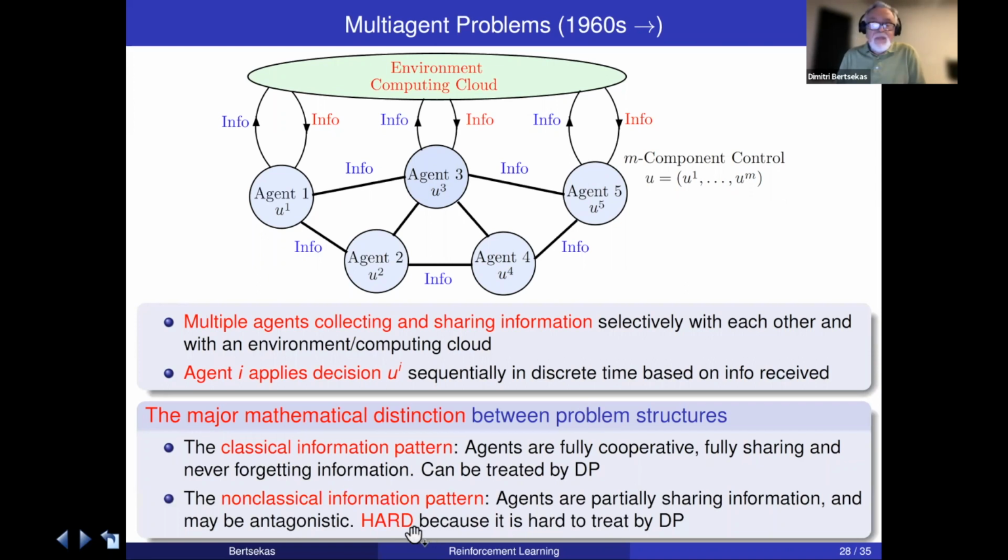The more challenging situation is when the agents are partially sharing the information, so they may have different data to go with. And even worse, if they are antagonistic, particularly if they have different objectives. This is really a very hard problem. But even if they have the same objective, they could be sharing only partially the information. And that is a hard problem, much harder than this one, primarily because it is hard to treat by dynamic programming.